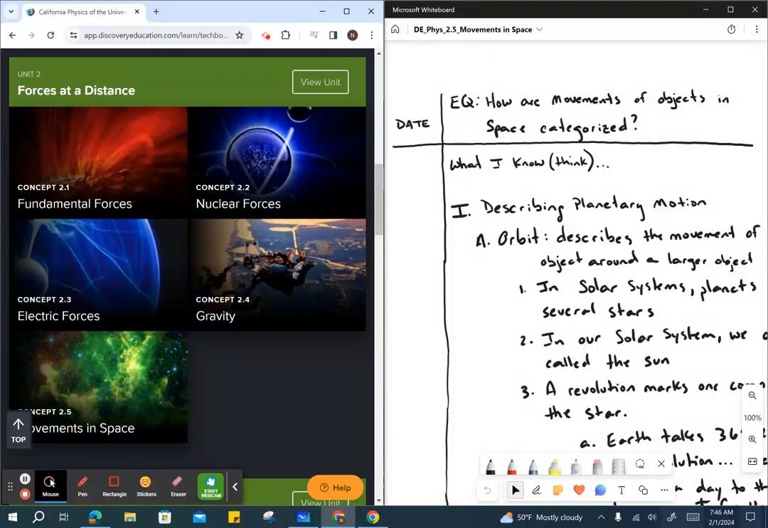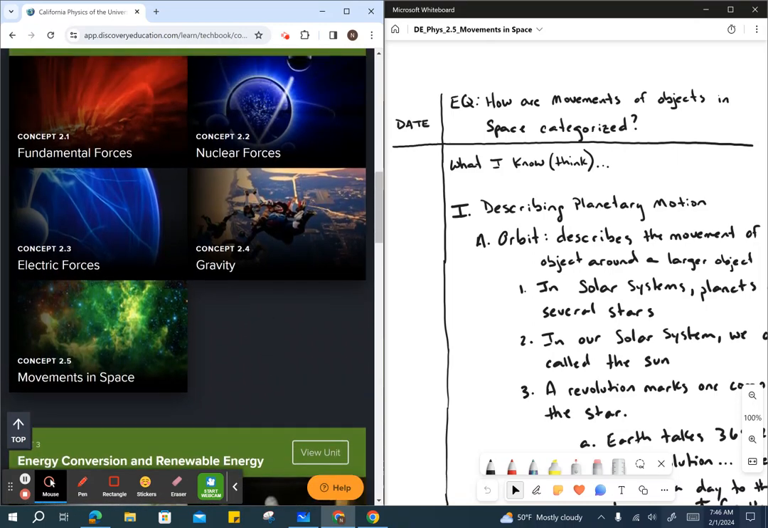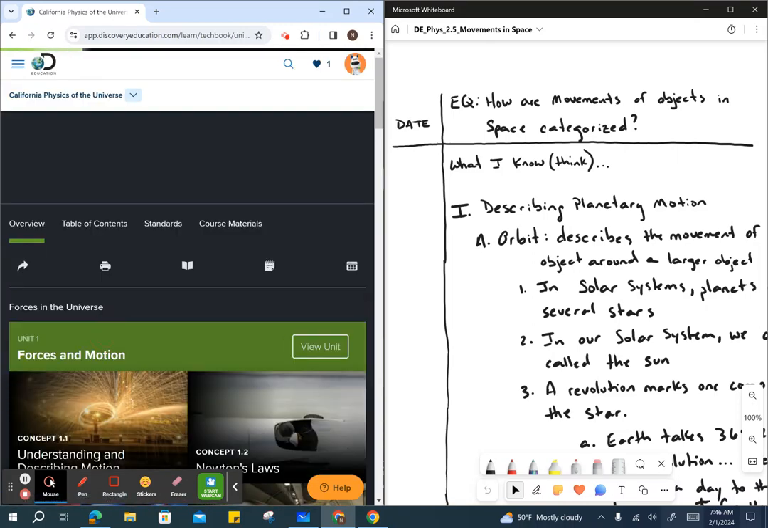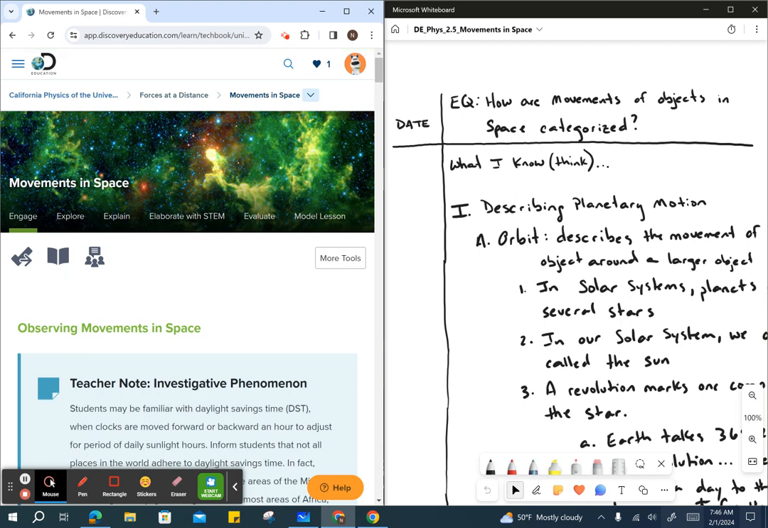Okay, let's take a look at Unit 2, 2.5. We're looking at movements in space here. The last unit, concept for this unit.